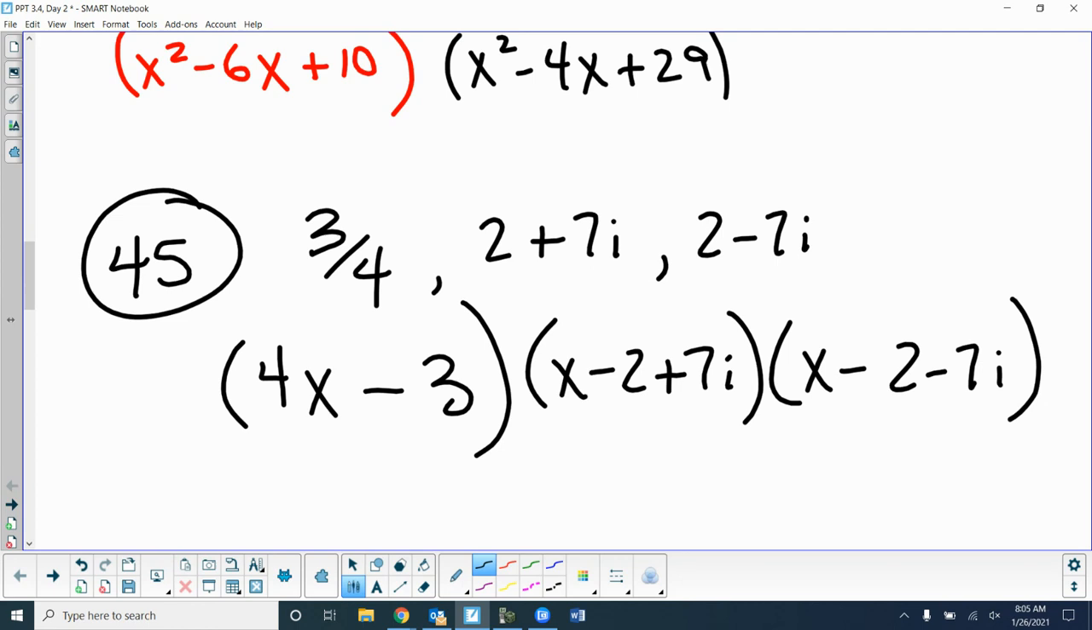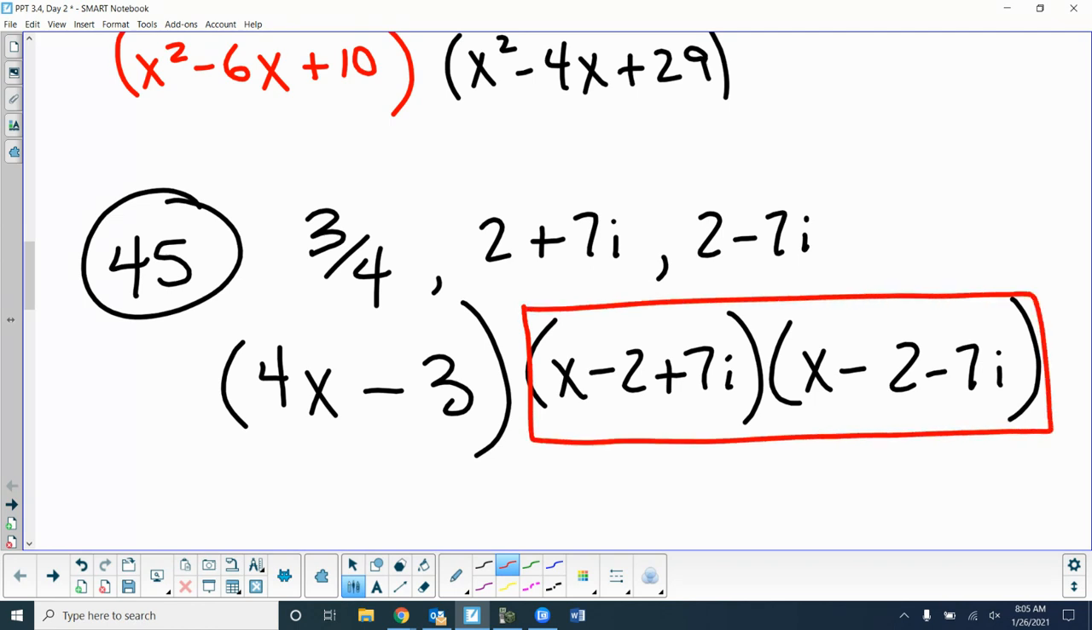Okay? Again, you cannot do these two first. You have to do these two first so that your i's will go away, all right? So make sure you do those two first. We have it like that.